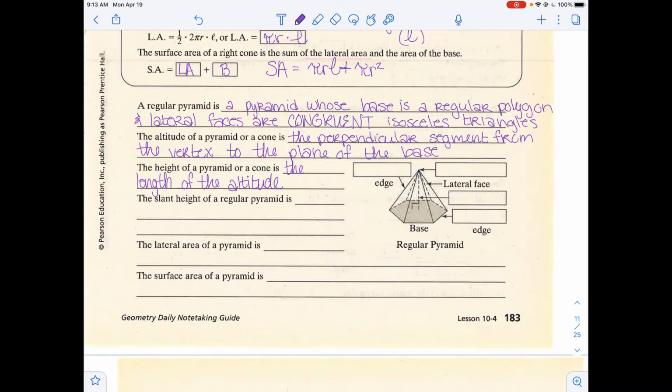The slant height of a pyramid is the length of the altitude of the lateral face of the pyramid.